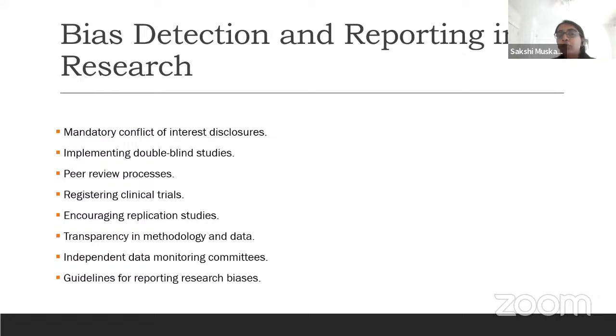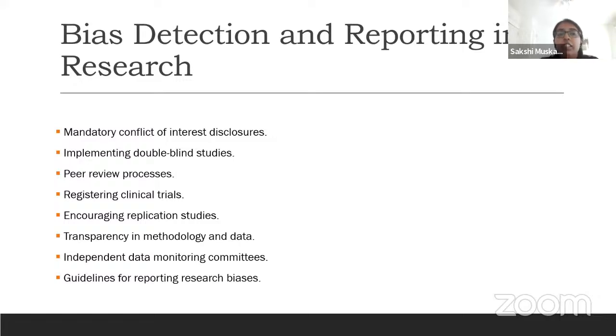So how do we overcome all these problems that we are currently facing? To detect these biases and reporting issues in research, we can do some mandatory conflict of interest disclosures, which I'm sure we all have encountered during our publication work. Second, implement double-blinded studies to avoid the biases. Third, have a rigorous peer review process. Each journal has their own process to begin with.